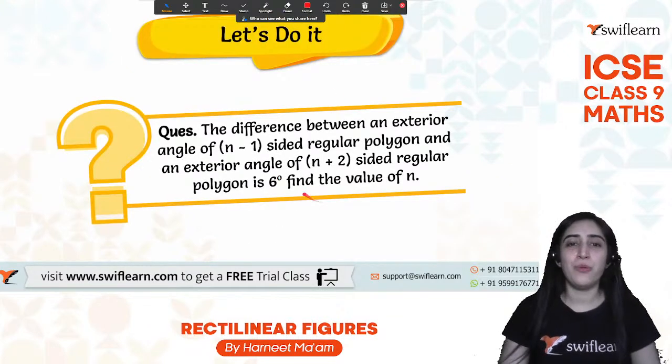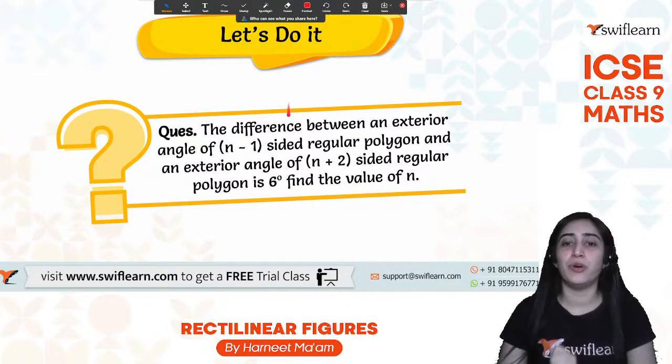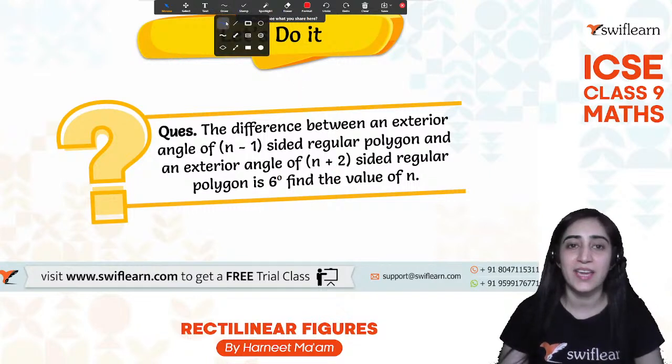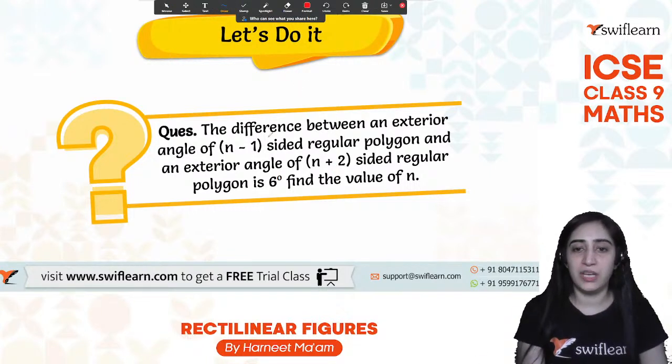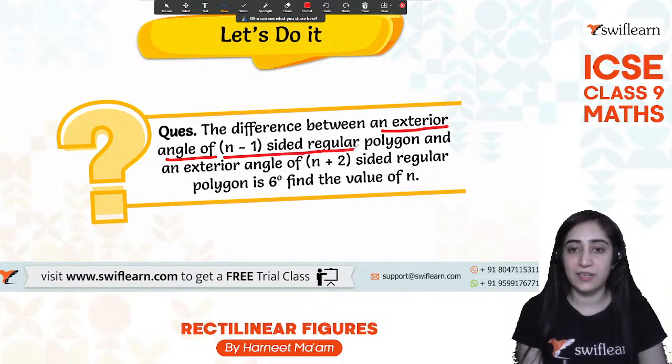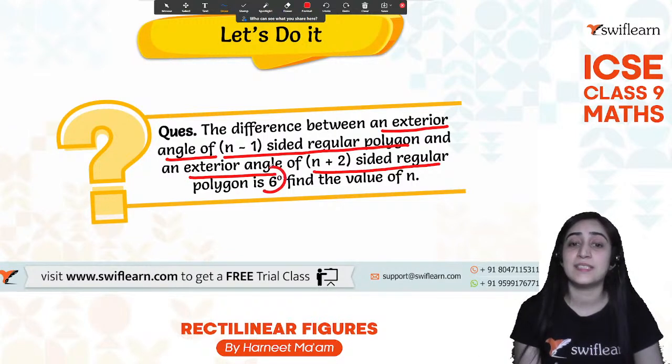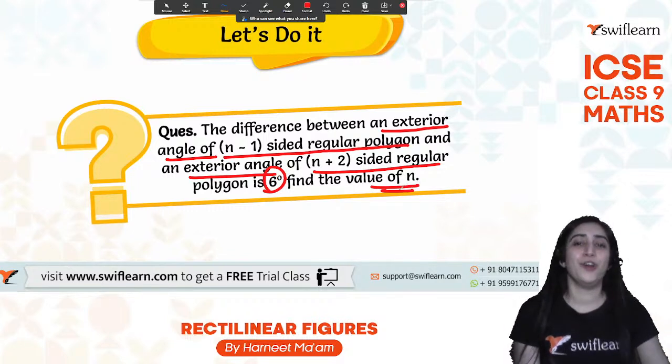All right. So everyone, let's do this. Each one of you, I want you to try this question and give me the answers right away. All right. So what does it say? That the difference between an exterior angle of n minus 1 side regular polygon and the exterior angle of n plus 2 side regular polygon is 6 degree. Find the value of n.